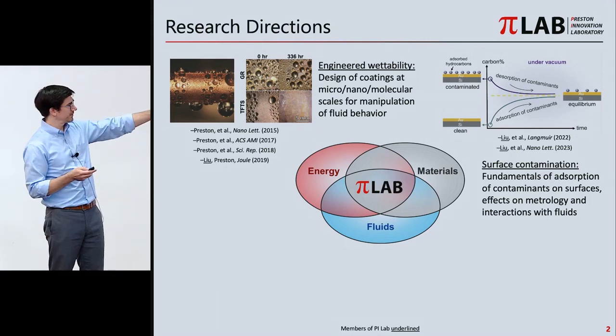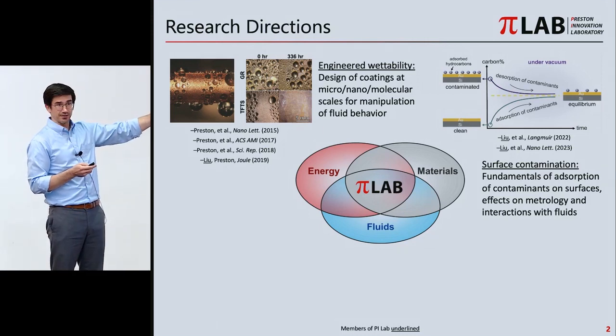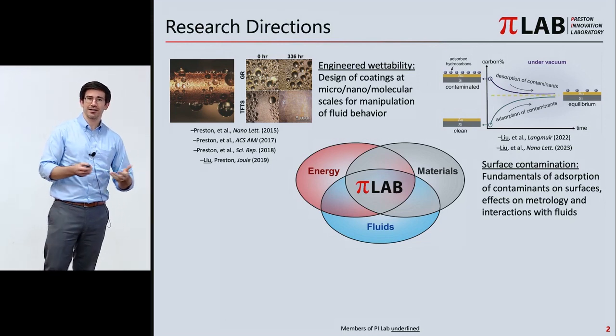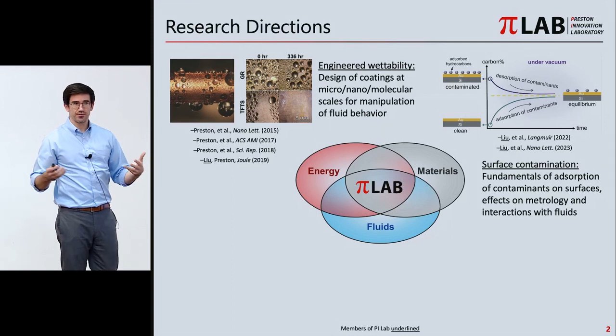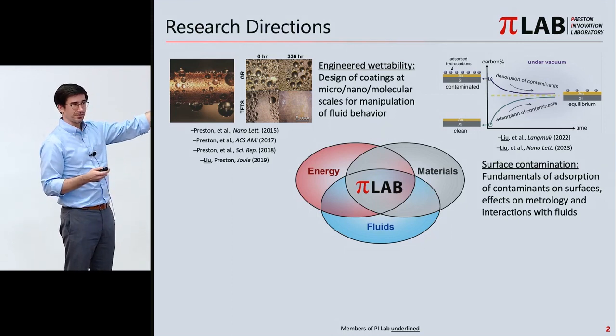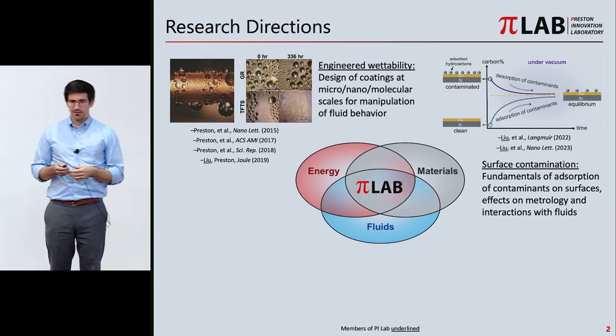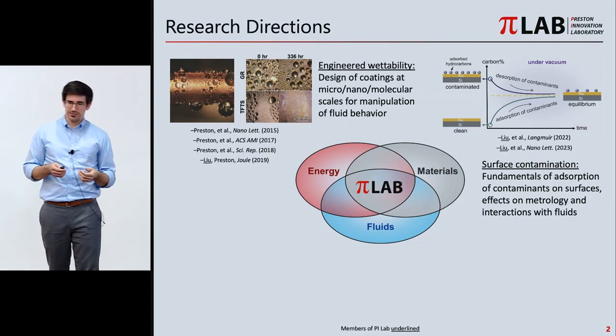And this is actually the source of a lot of confusion and debate in the literature. For example, the wettability of graphene, the wettability of rare earth oxides. The researchers have gone back and forth in the past decade, partly due to confusion about keeping samples clean before taking measurements.